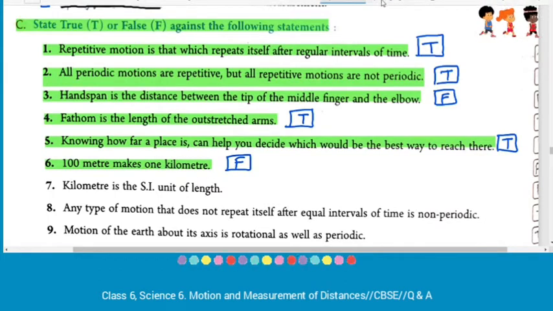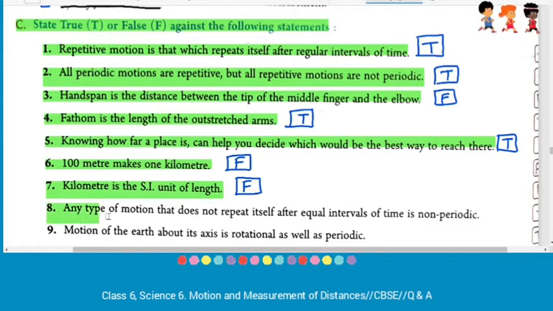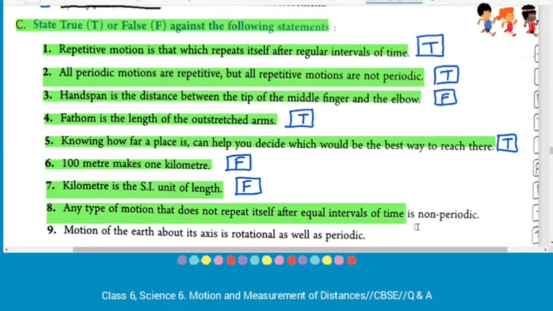Now seventh one, kilometer is the SI unit of length. It is false. Meter is the SI unit of length. Now eighth one, any type of motion that does not repeat itself after equal intervals of time is non-periodic. This statement is true.